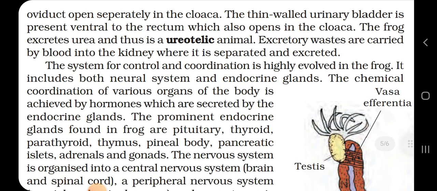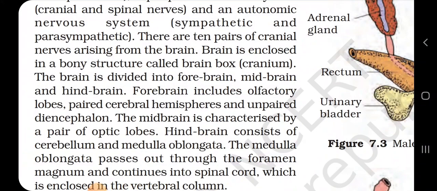gonads. The nervous system is organized into a central nervous system, meaning brain and spinal cord, a peripheral nervous system, meaning cranial and spinal nerves, and the autonomic nervous system, sympathetic and parasympathetic. There are 10 pairs of cranial nerves arising from the brain. The brain is enclosed in a bony structure called the brain box, meaning cranium.